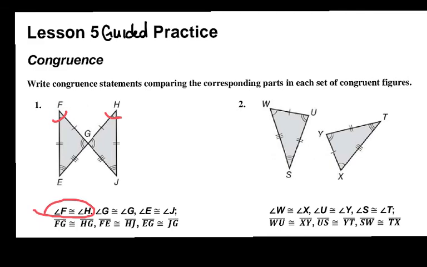Angle G is congruent to angle G, and angle E is congruent to angle J. Then you have FG is congruent to HG, which you would write like this. FE is congruent to HJ. Then you see that EG is congruent to JG.